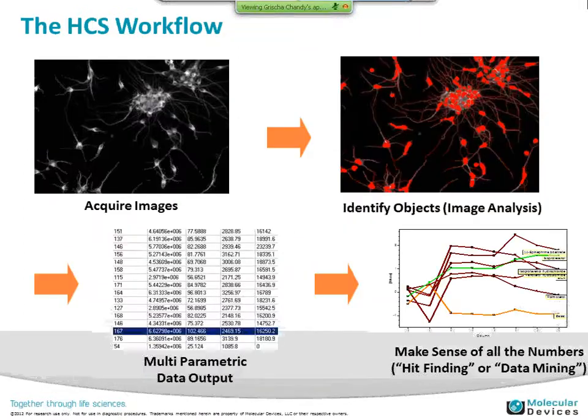The HCS workflow, for those unfamiliar with high-content imaging, is to capture cells, put them into multi-well plates, acquire images, and identify objects through image analysis, and that's where the webinar is going to concentrate today. Then you obtain multi-parametric data output and make sense of the numbers to find hits and data mine the large number of parameters and conditions that were screened.